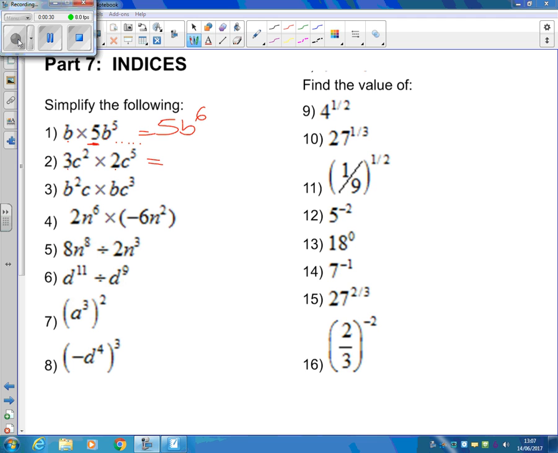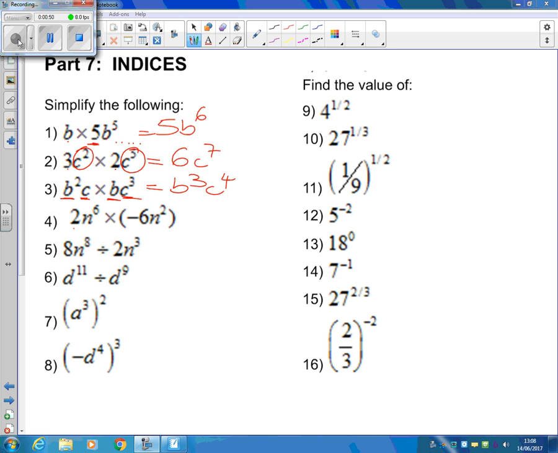Here we've got 2 times 3 is 6, and we've got c to the 5 times by c to the 2, altogether is c to the 7. There's no numbers out the front of this one here, but let's work on the b's first of all. There's 3 of those altogether, and then look at the c's, there's 4 of those. b cubed, c to the 4.